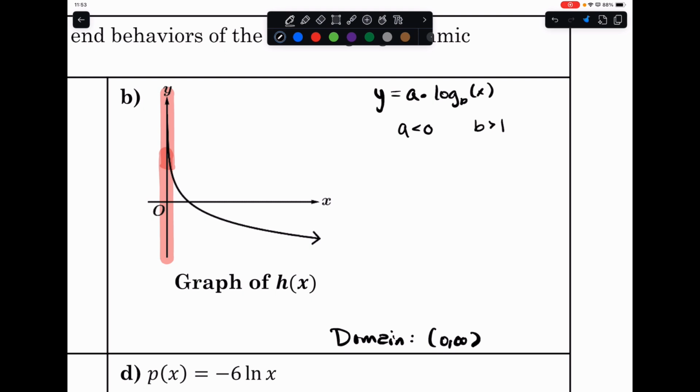Now let's go back and talk about the end behaviors. Well, since our vertical asymptote is at 0, as we approach this vertical red line from the right side of 0, the y values are pointing upwards. So your y values are approaching positive infinity. And since the graph is decreasing, as x approaches positive infinity, your y values are decreasing without bound, so they're approaching negative infinity.